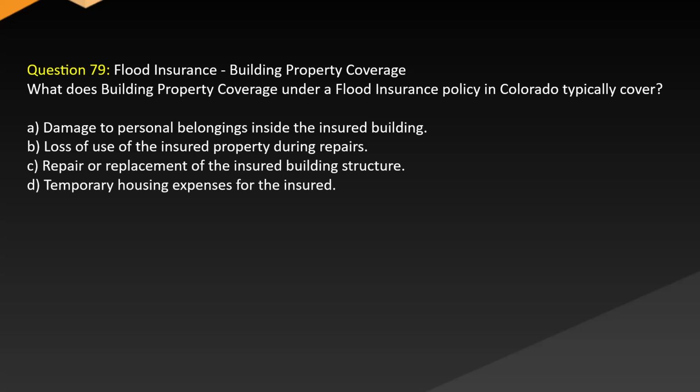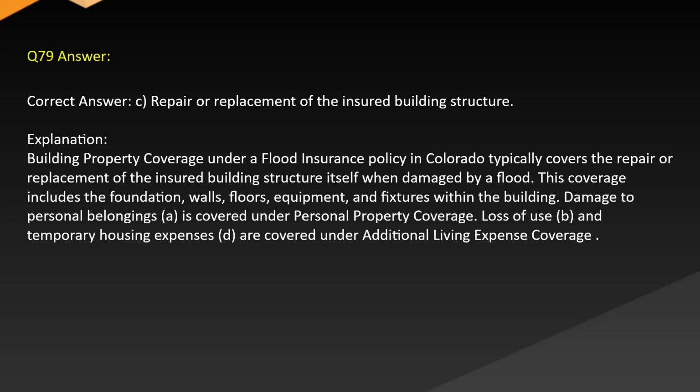Question 79. Flood insurance. Building property coverage. What does building property coverage under a flood insurance policy in Colorado typically cover? A, damage to personal belongings inside the insured building. B, loss of use of the insured property during repairs. C, repair or replacement of the insured building structure. D, temporary housing expenses for the insured. Correct answer: C, repair or replacement of the insured building structure. Explanation.